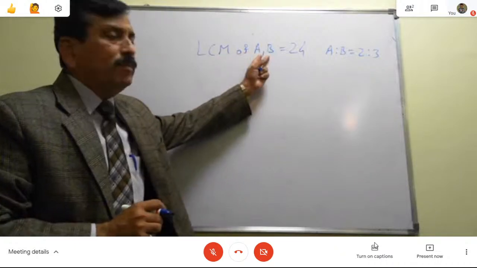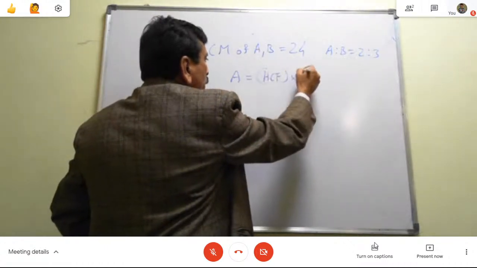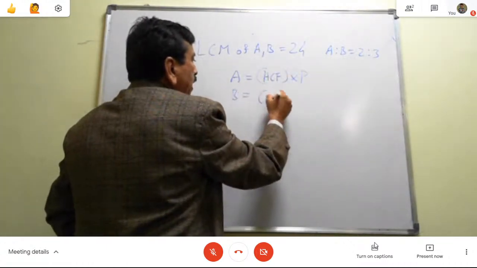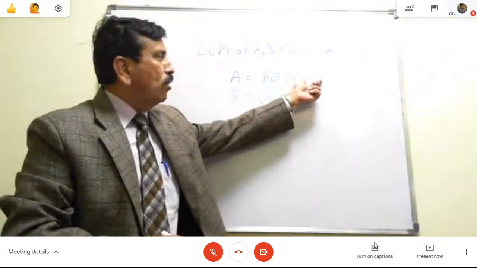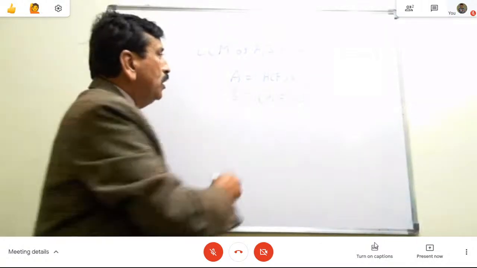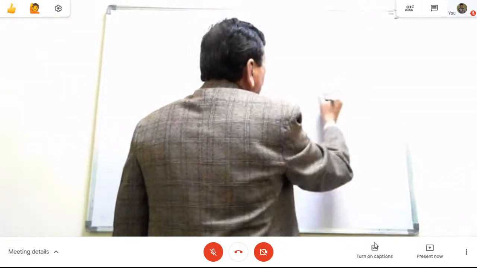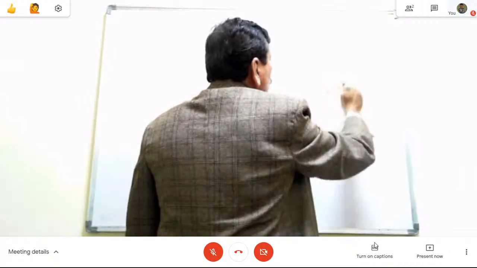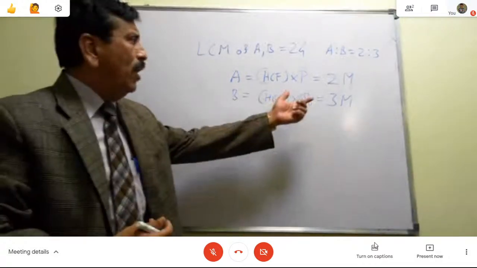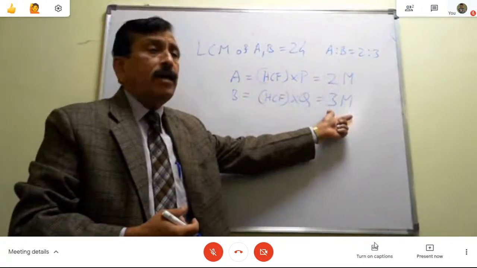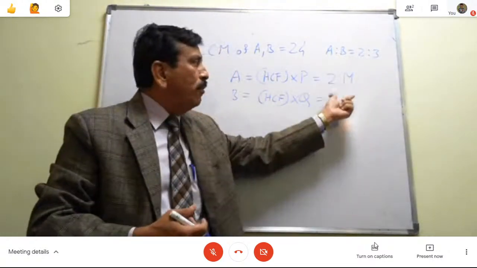Now when we have the LCM of the numbers, again the previous thing only: A is equal to highest common factor into P, B is equal to highest common factor into Q. Standard proposition. This is common factor, this is uncommon factor. Now further we know that this is 2 into P, 3 into P, 2 into M, 3 into M. Just I will take some arbitrary value M. So A is 2M, B is 3M. Why? Because A is to B is 2M is to 3M is 2 is to 3. So I am entitled to take 2M and 3M.